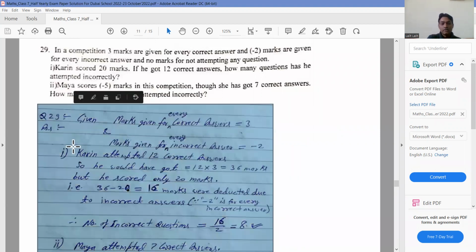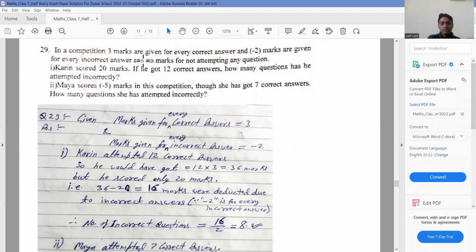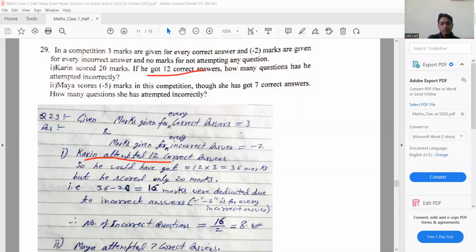Now, first question, Kareem. So let's talk about Kareem first. Kareem attempted how many questions? 12 correct answers. So he would have got how many? 12 into 3 means 36 marks, correct? But how many marks did he score? As per the question, 20 marks. So he scored only 20 marks. So it means 36 minus 20, which is 16 marks, were deducted due to incorrect answers. That is what it is.